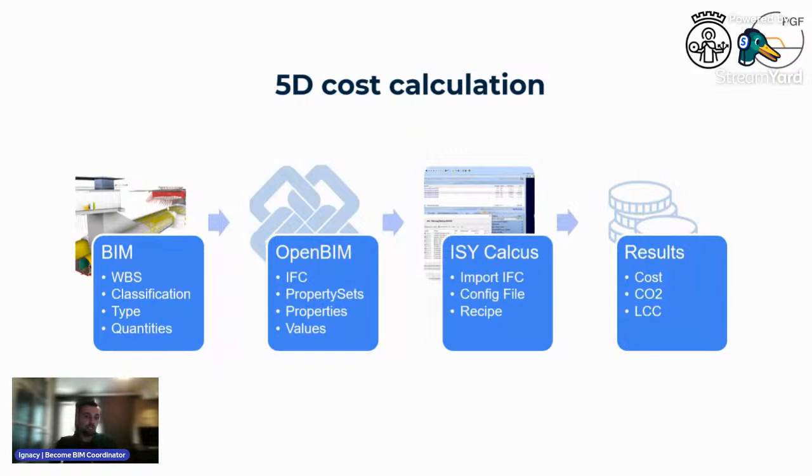Just a bit about 5D and the cost calculation, which are based on the same models with the WBS parameters, the classification types and quantities. Then we export them to IFC files. These IFC files contain property sets, properties, and also, of course, the values of these parameters. And then we import the data to a program called EasyCalcus, which is Norwegian software. In this program, we have a configuration file, and this file reads the necessary information and the geometry. Then we add specific recipes, as we call them, from our database. And the result of those calculations is the cost, the carbon footprint, and also the life cycle cost.